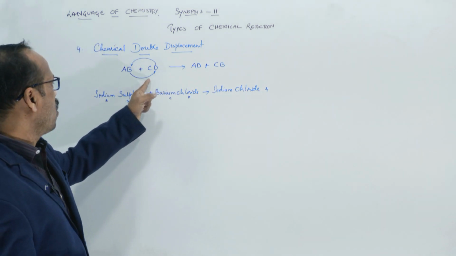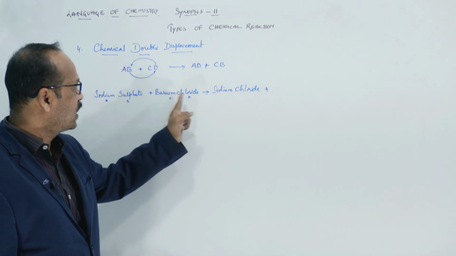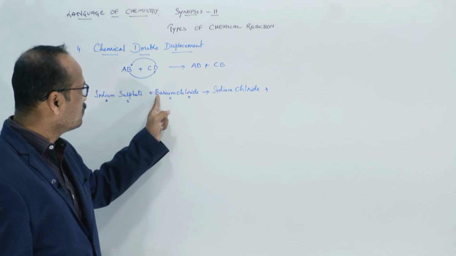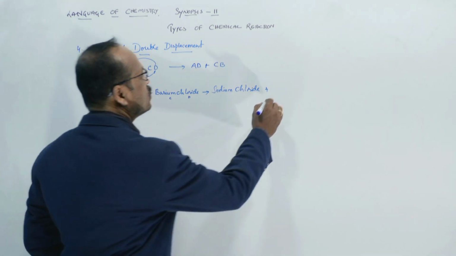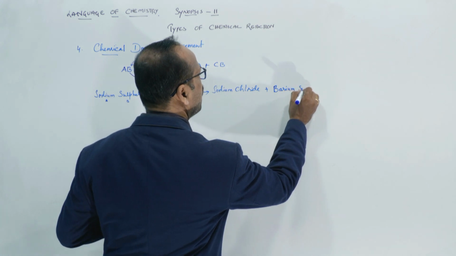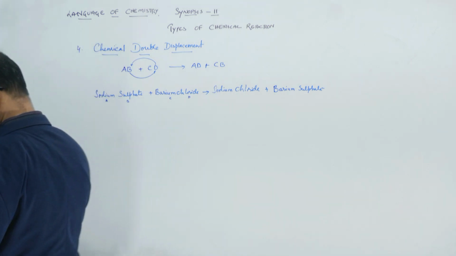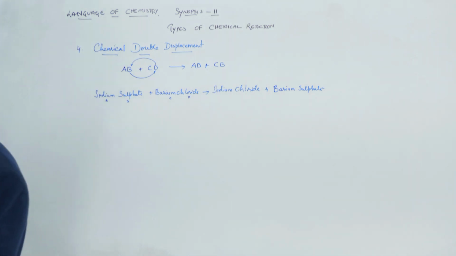So chloride is gone here and sulfate has come, occupied the space of the chloride. So the sulfate is coming here. This is barium and sulfate is coming. So now what is the product here? Barium sulfate. Yes. Now can you write the formula for this one?